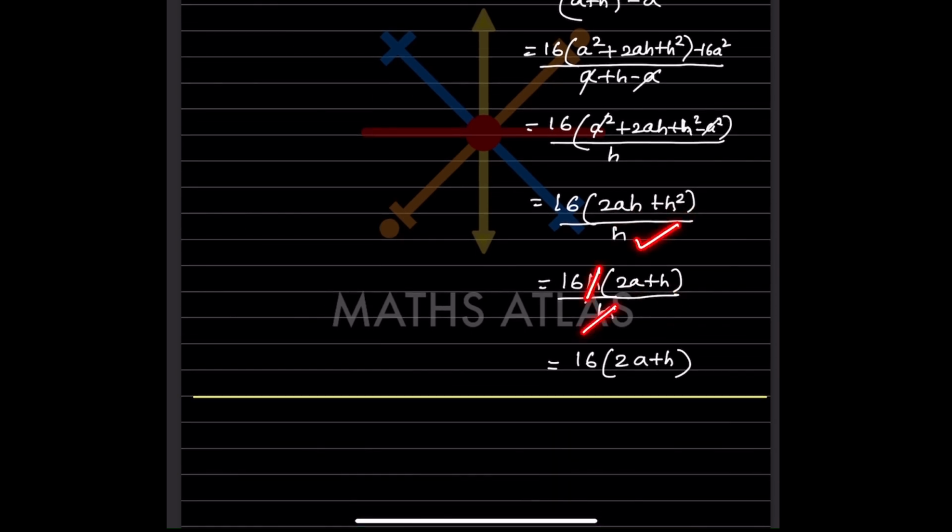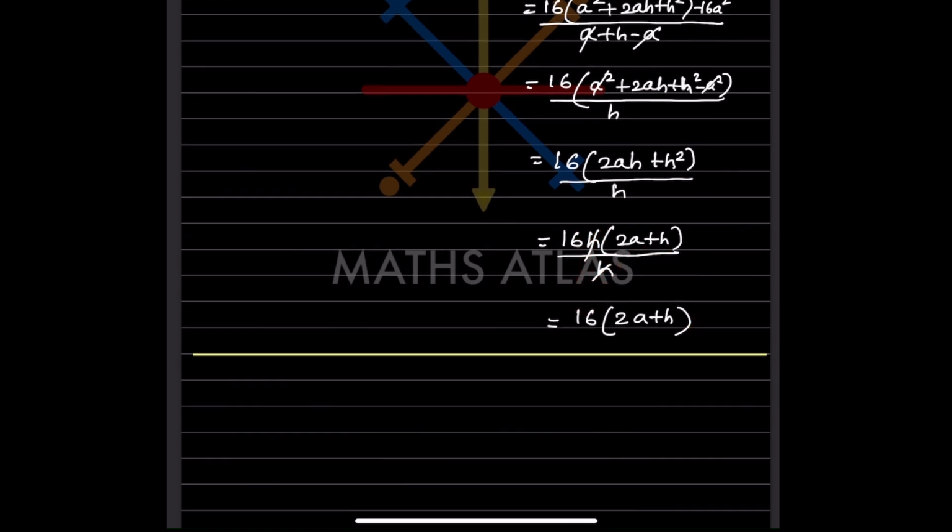So this and this get cancelled, so this will be 16, and this is going to be 2a plus h. So this is the answer.